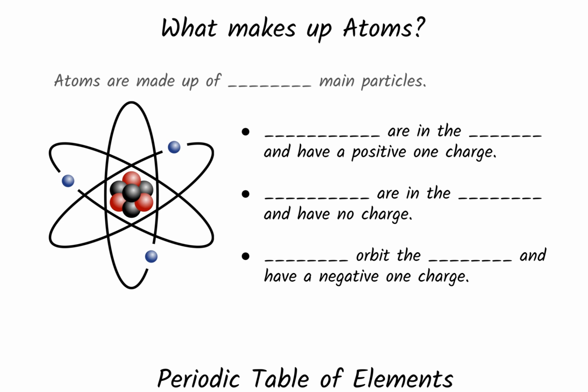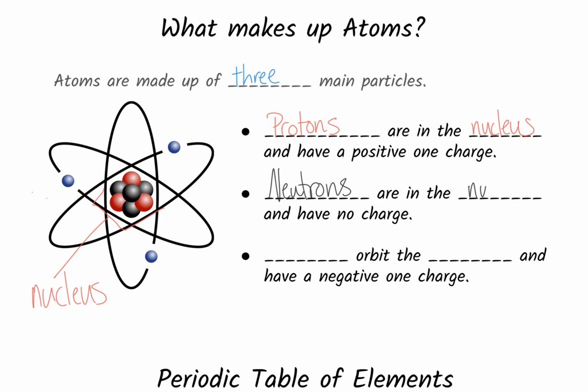Even though atoms are the basic building blocks, atoms themselves are made up of different things as well. So atoms are made up of three main particles. We have protons, and protons are in the nucleus and have a positive 1 charge. So the nucleus is in the center of the atom, and the protons would be shown here in red, which is why I've colored the text red. Neutrons are the second main particle. Neutrons are also found in the nucleus, but they do not have a charge.